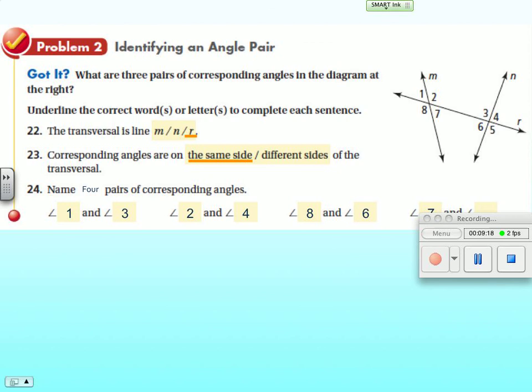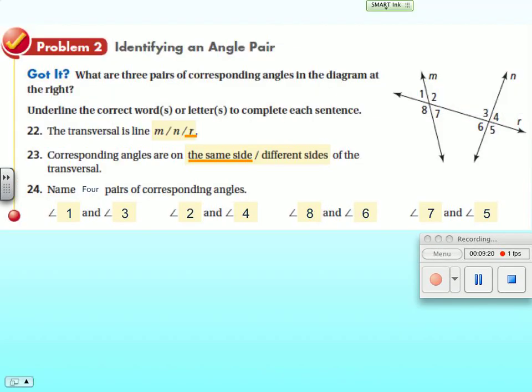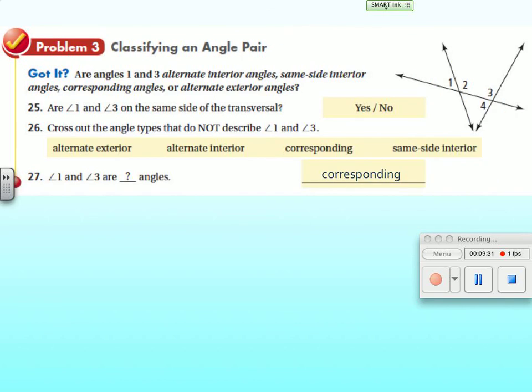Let's go to problem 3 where we're going to classify an angle pair. Again, I've already got the answer there. It's going to make life easier for you. Angles 1 and 3 are alternate interior angles, same side interior angles, corresponding angles, or alternate exterior angles.